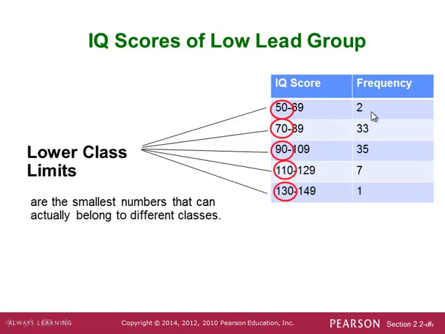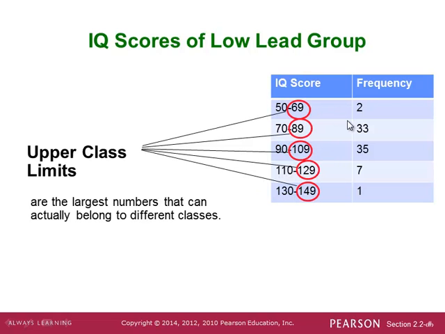Meaning you see that there are two numbers in your data set between 50 and 69 inclusive. That includes 50, that includes 69, and any number in between. And there are 33 IQs between 70 and 89. There's 35 IQs between 90 and 109. 7 IQs between 110 and 129. There's 1 IQ between 130 and 149. So this actually gives us a nice summary.